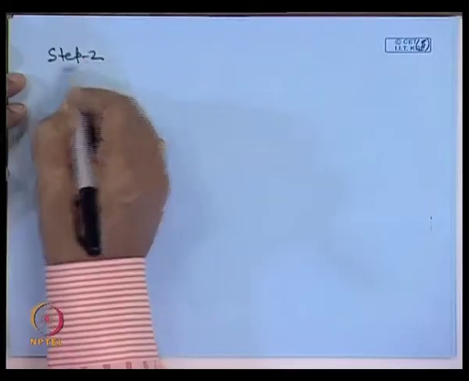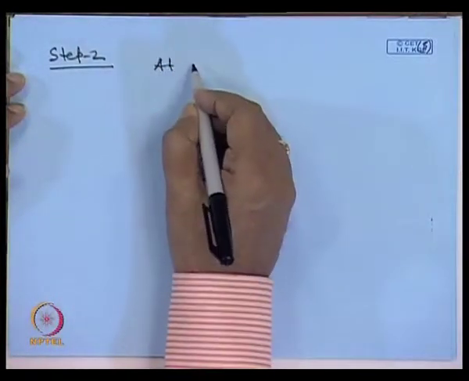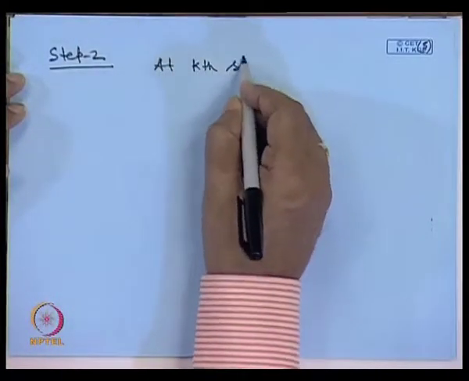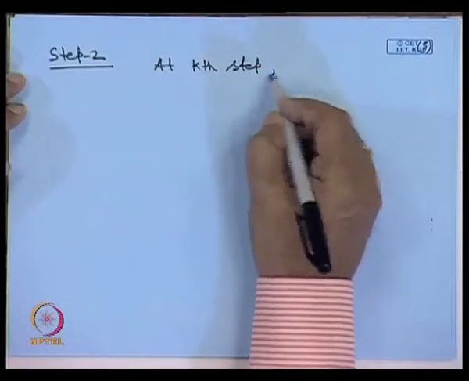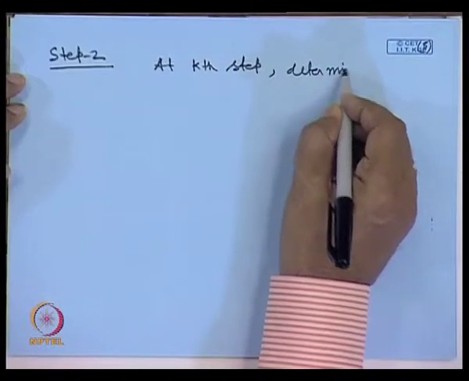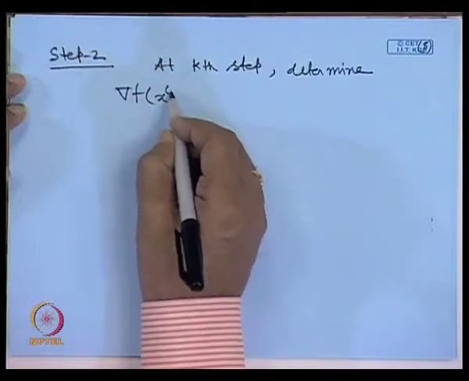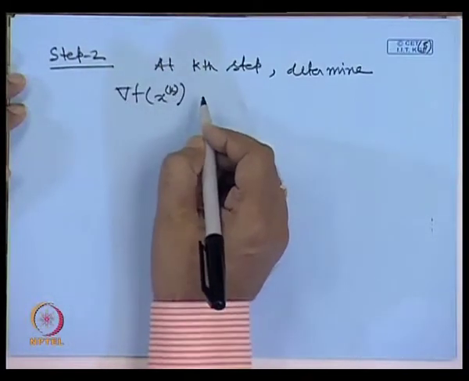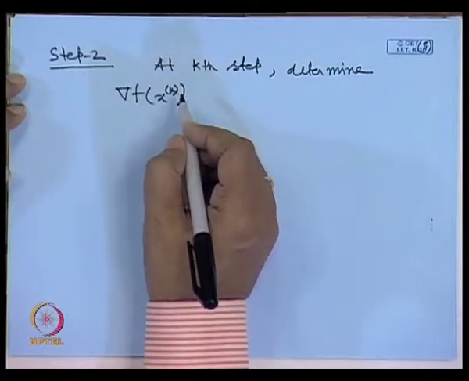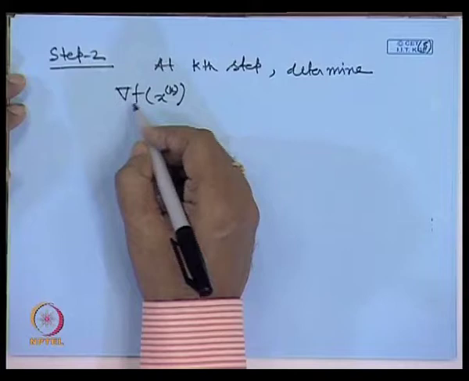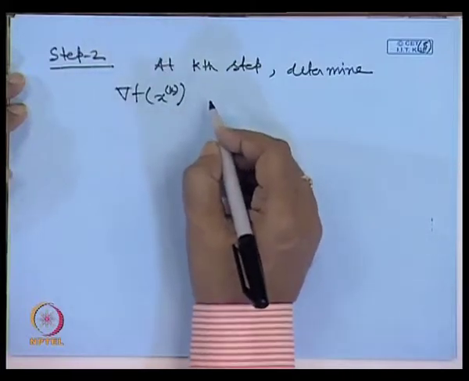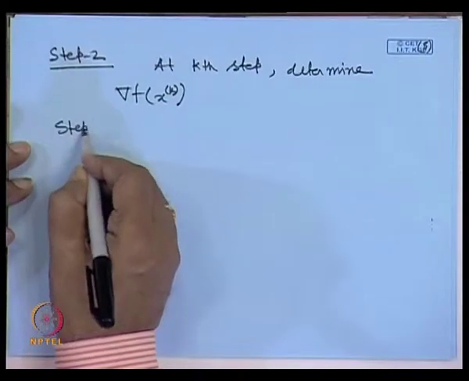I told you there is a small modification to the steepest descent method. What is that modification? Step 2: at the kth step or iteration, determine the gradient of that function at the kth iteration. That means at the kth iteration, you put the value of the design variables x into the gradient of that function.